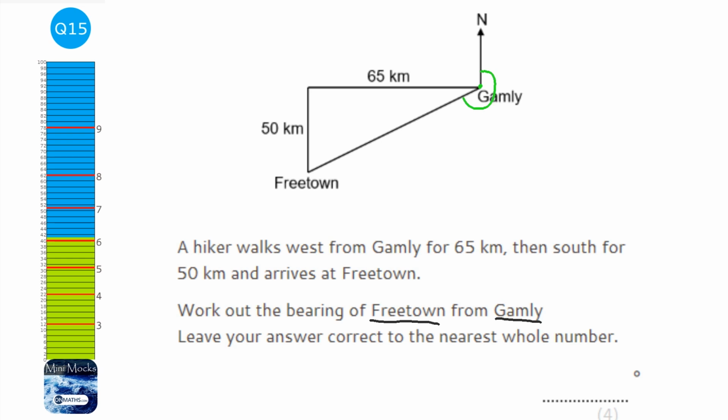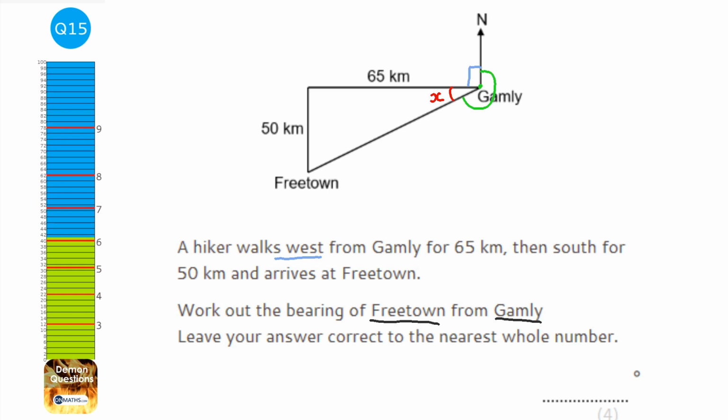Now we can't work out any of those angles on the right hand side really, but we can work out this angle here is 90 degrees, and the reason we know that is because it says the hiker walks west, and the angle between north and west is 90 degrees. So we know we've got 90 there, and if we knew this one here, then we could add it to 90 degrees and take it away from 360 to work out the green bearing. So it's this red angle that we're looking for, which I'm going to call x.